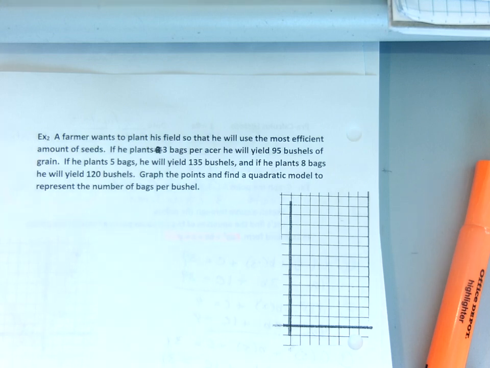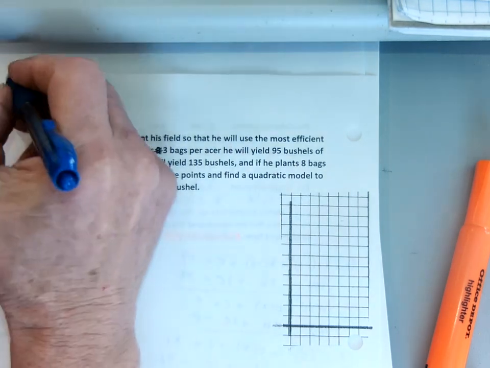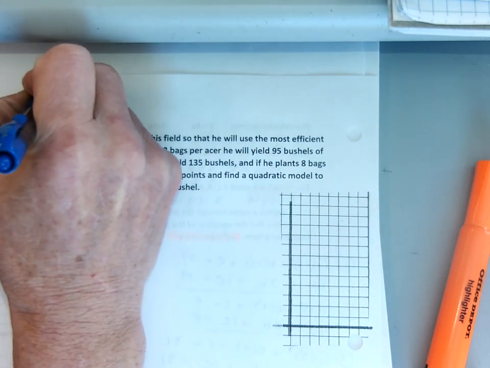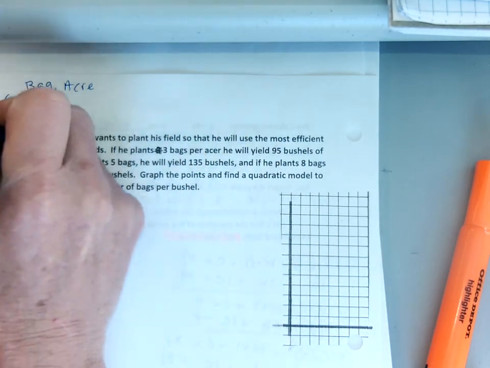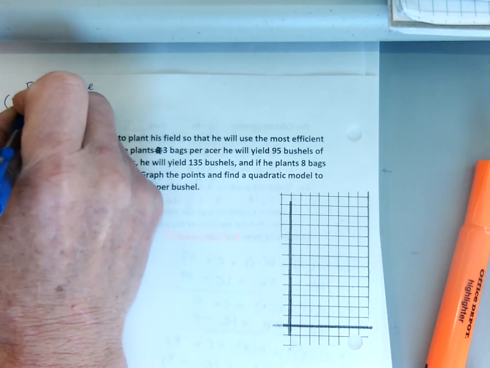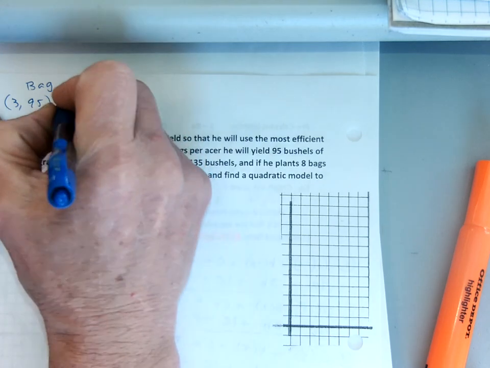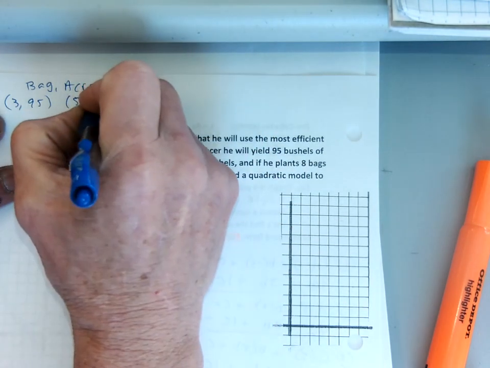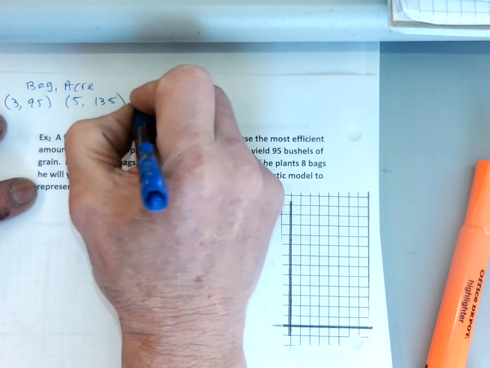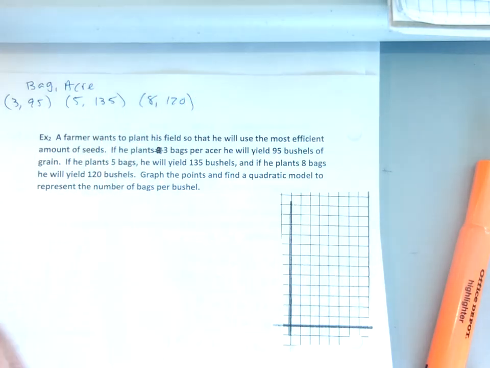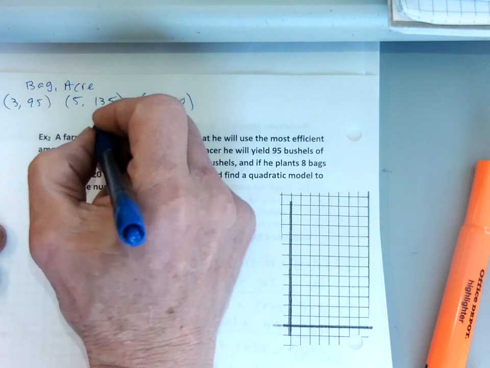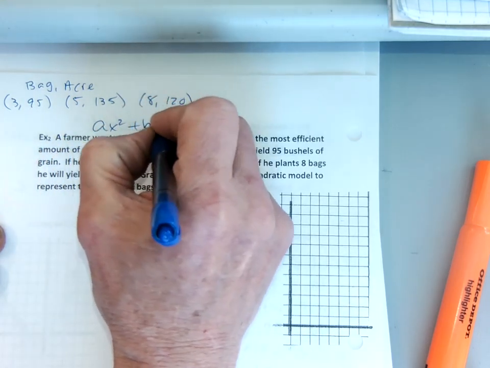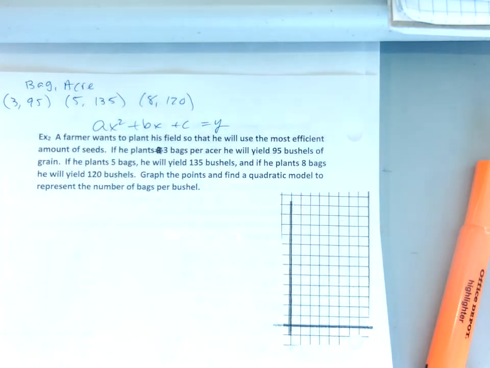So what I have is really 3 points. I've got bags per acre. So I have a 3 and 95. I have a 5 and 135. I have an 8 and 120. So we're going to do the exact same process again. I like ax squared plus bx plus c equals y. And I think you guys saw why I did it the other way, why I put the y on the other side. So let's make 3 equations.